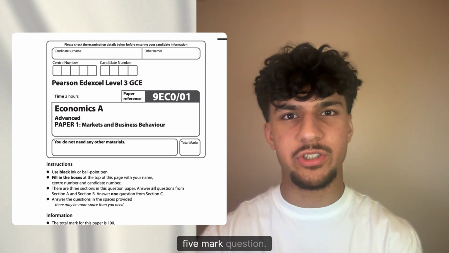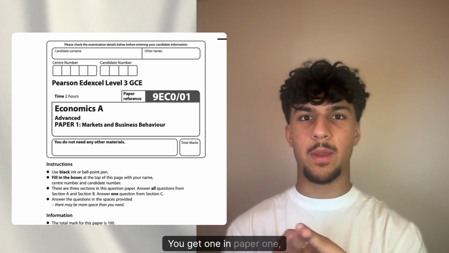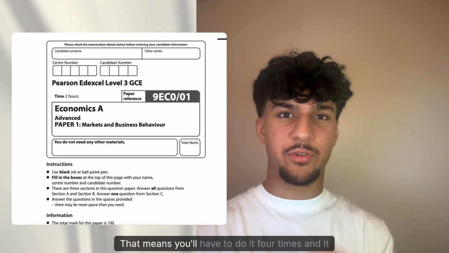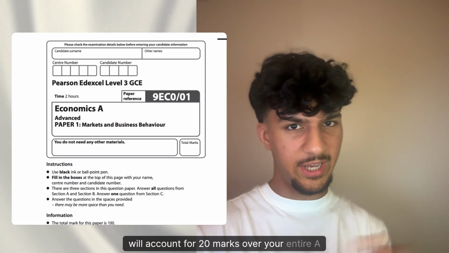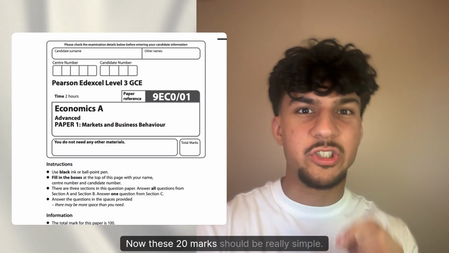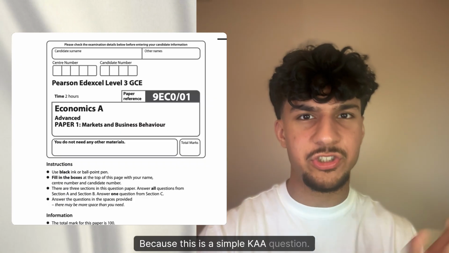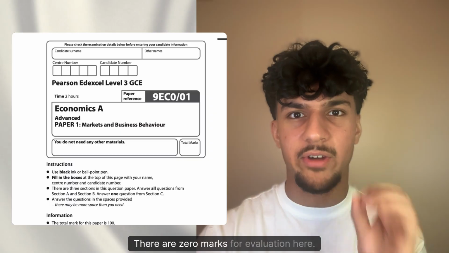Section B, 5-mark question. This appears over every single one of your papers. You get 1 in paper 1, 1 in paper 2, and then 2 in paper 3. That means you'll have to do it 4 times, and it will account for 20 marks over your entire A-level. Now, these 20 marks should be really simple. Why? Because this is a simple KAA question: knowledge, application, analysis. There are 0 marks for evaluation here.